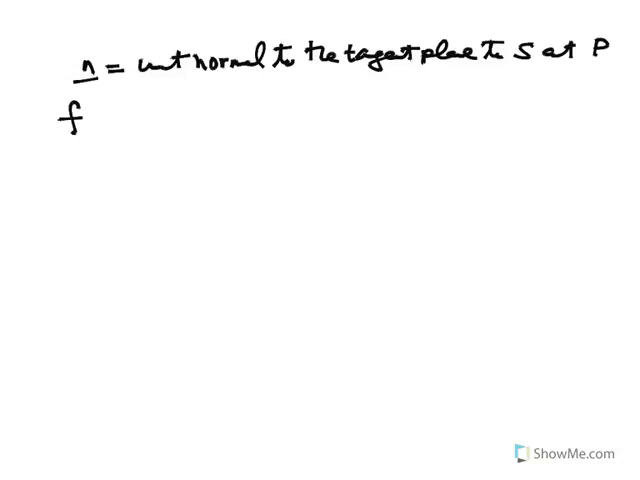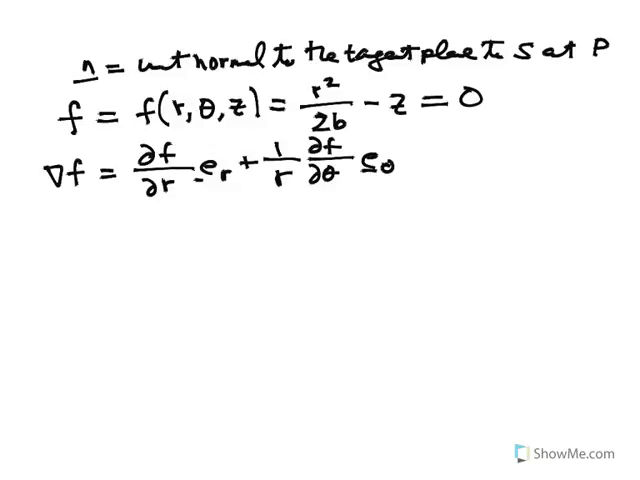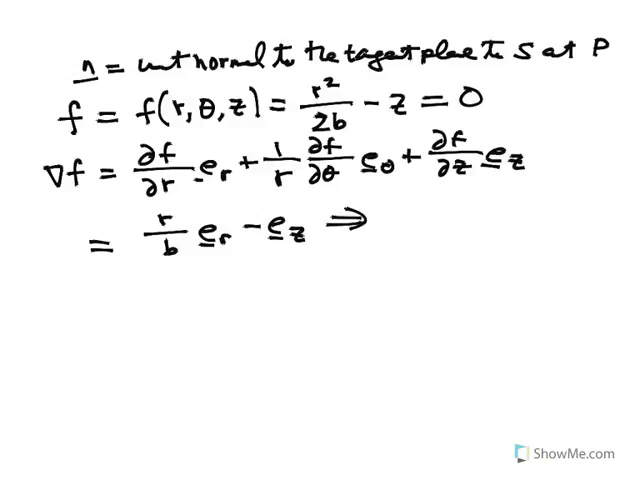So the function that defines the surface in this case is a function of r, theta, and z, and it's equal to r squared over 2b minus z, which is equal to 0. So the gradient of this is equal to the partial of f with respect to r times er plus 1 over r, the partial of f with respect to theta times e theta, plus the partial of f with respect to z times ez. That's in cylindrical coordinates. So this gives me r over b times er, and then minus ez, which tells me that the magnitude of the gradient is equal to r squared over b squared plus 1 raised to the 1/2.